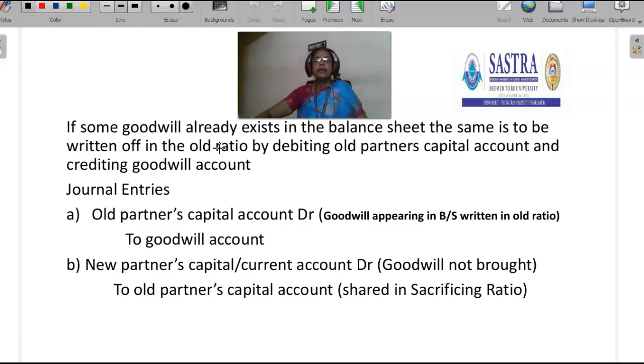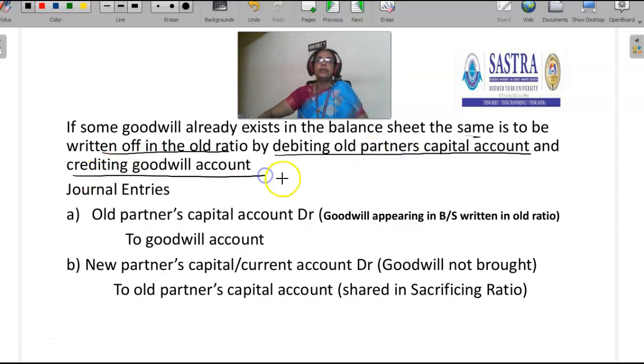Suppose in the above case, if there is any goodwill in the balance sheet, the same is to be written off in the old ratio by debiting old partner's capital account and crediting goodwill account. The entry is old partner's capital account debtor to goodwill. Goodwill written off should be in the old ratio. Then the second entry: he failed to bring cash for goodwill. For that, the entry is new partner's capital or current account debtor to old partner's capital account, shared in sacrificing ratio. So new partner's capital account should be debited and old partner's capital account should be credited.